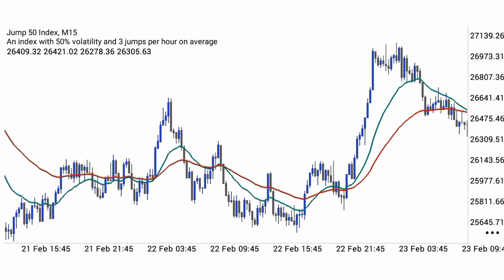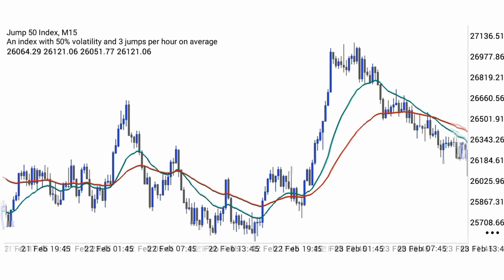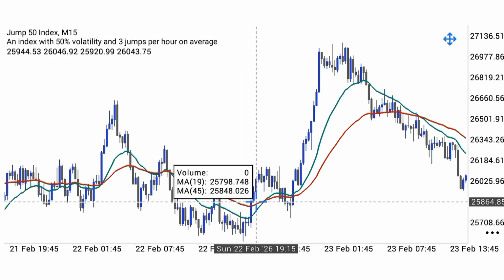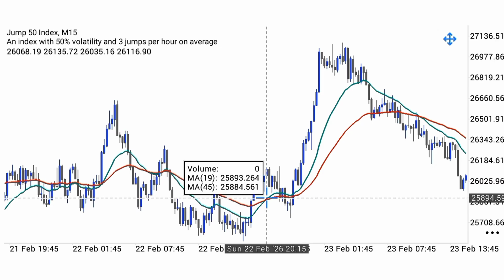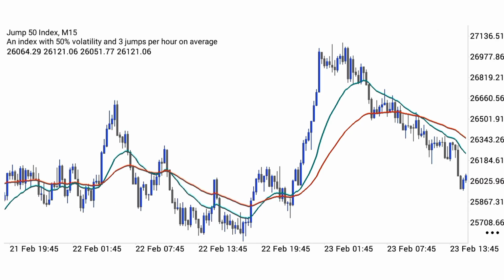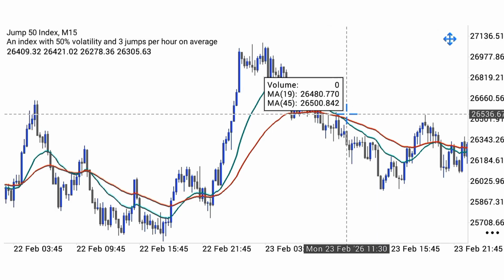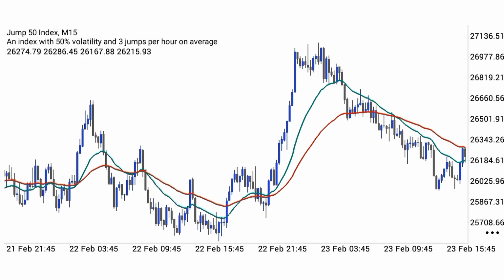We have the moving average crossover. Some of you don't know what a moving average crossover is. This is the point where the moving averages cross over each other. Like here, you can see that there was a crossover here. At this point, there was also a crossover. What does this crossover mean? It means that the market is trying to change the trend.